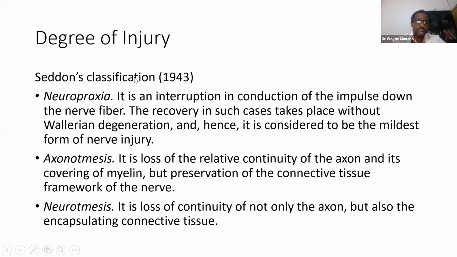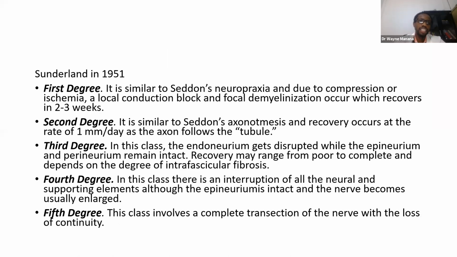You would obviously need to assess the degree of injury using either Seddon's classification of neuropraxia, axonotmesis, and neurotmesis. So there are two very old classifications, Seddon's and Sunderland's, to assess degree. Usually if it is a fifth degree, there is complete transection of the nerve. The nerve is cut over. So those ones, they do not recover.